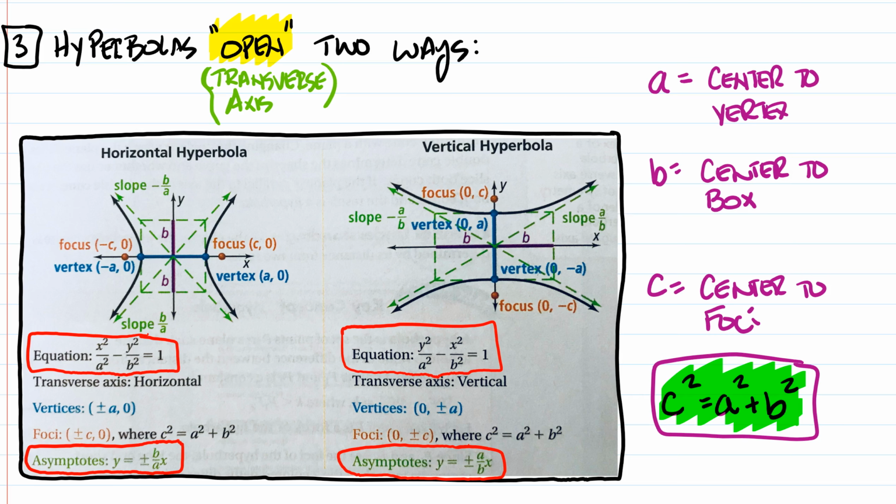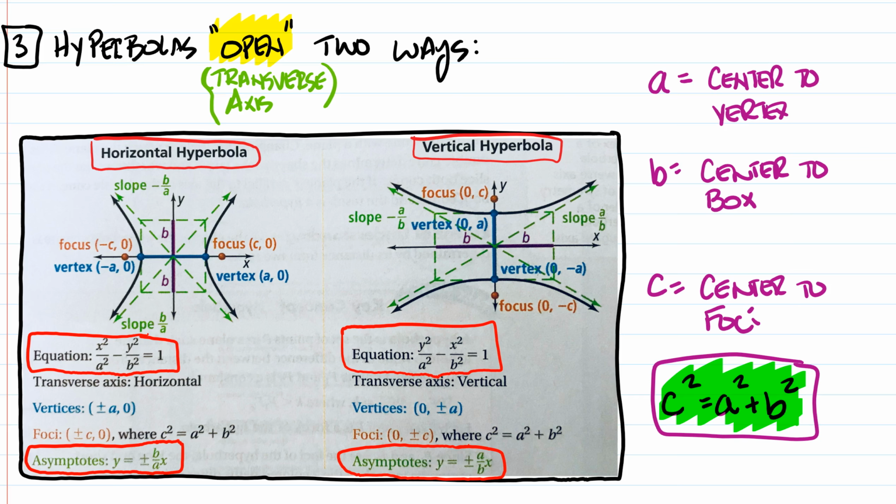Okay, box 3. Hyperbolas can open 2 ways, meaning they can either be horizontal hyperbolas, like this one here, or they can be vertical hyperbolas, like this one here. So what I mean by horizontal or vertical is we're talking about their transverse axis. Either it goes left and right, or it goes up and down, okay? So here we go. Let's talk about all this stuff here.